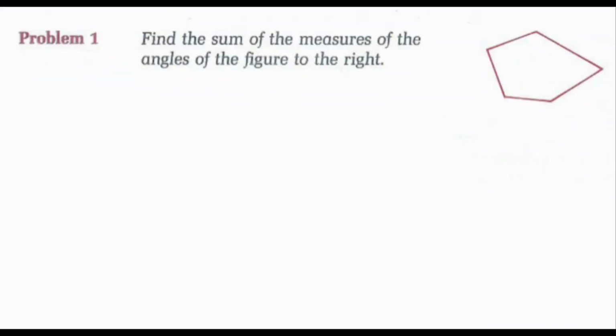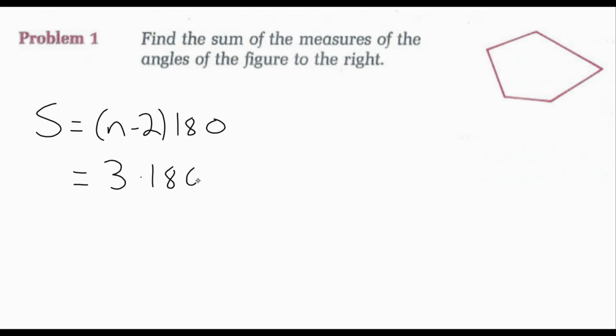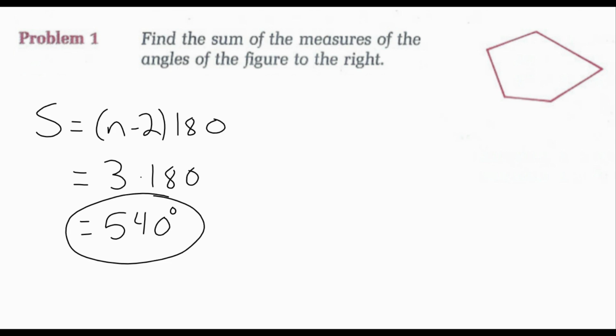Now looking at our sample problems, we have problem 1. Find the sum of the measures of the angles of the figure to the right. Now my figure to the right is a pentagon, or a 5-sided figure. I know the sum of the interior angles is equal to (n minus 2) times 180. N will be replaced with 5. 5 minus 2 is 3, so 3 times 180 is 540 degrees. So the sum of a pentagon is 540 degrees.